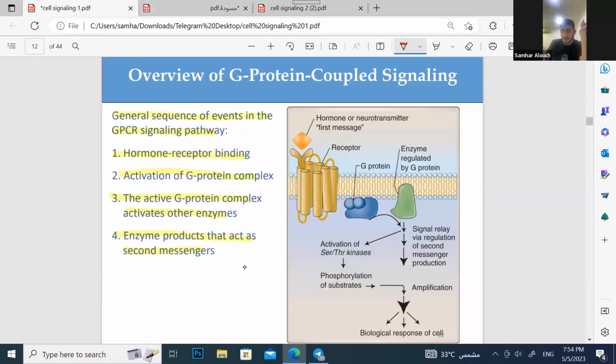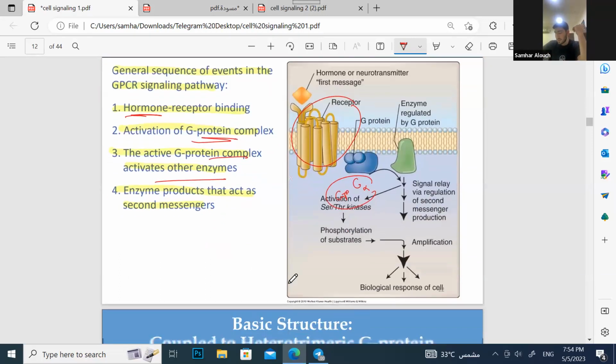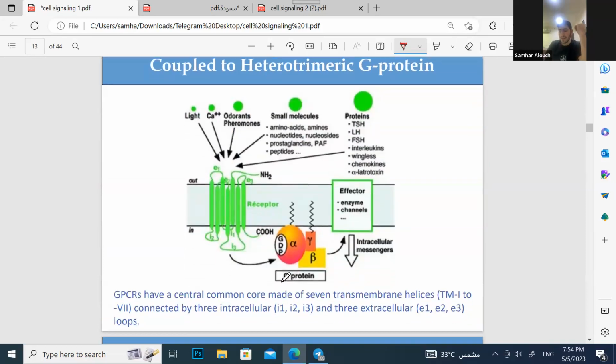Okay, so here it tells you that first we have the hormone binding to the G protein receptor. Then the G protein complex gets activated by making G alpha free, and it has GTP with it. Then it goes and activates other enzymes, and these enzymes activate other enzymes, and we continue. The slide is just to tell you that G protein coupled receptors have many ligands that can bind to them: light, calcium, odorants, small molecules, many hormones. So it binds to many things.